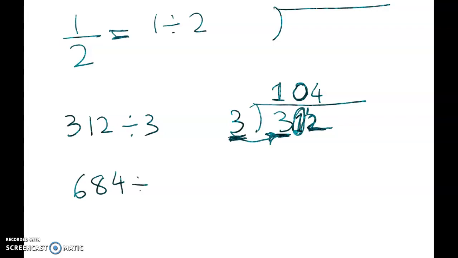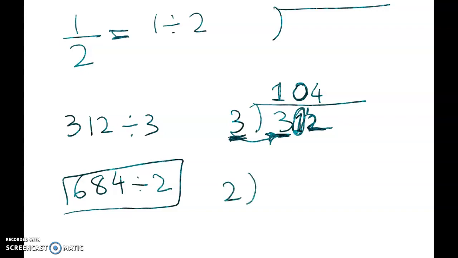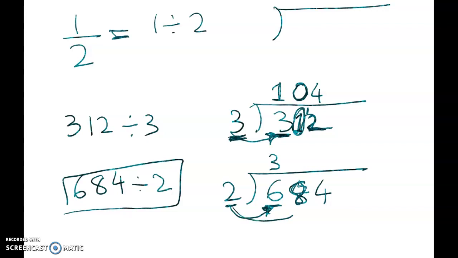684 divided by 2. Now you learn at school with numeracy strategies how to do that really easily in your head. So this is just an example for the sake of it. We write it like this. How many times does 2 go into 684? Well, let's look at the 2 and the 600. 2 3s make 6. 2 4s make 8. 2 2s make 4. So my answer's 342. One more.